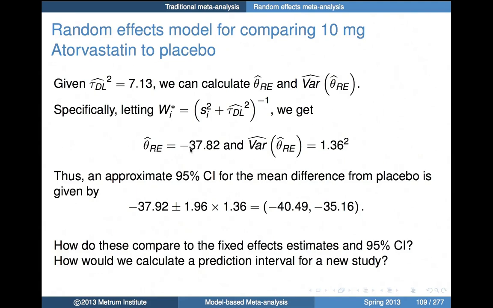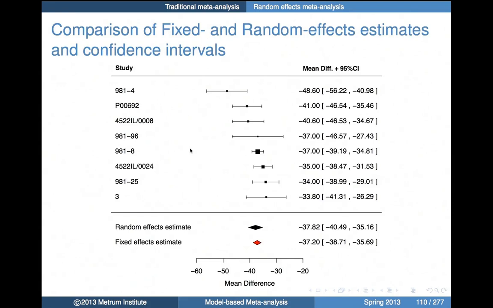So you might be asking, how do those compare to what we did with the fixed effects estimator? If we were to plot them on the same forest plot, the top of the panel here is the same 8 studies and the data that we had before. This red triangle down here is our fixed effects estimator, and the black diamond is our random effects estimator, or the confidence interval from the random effects analysis.